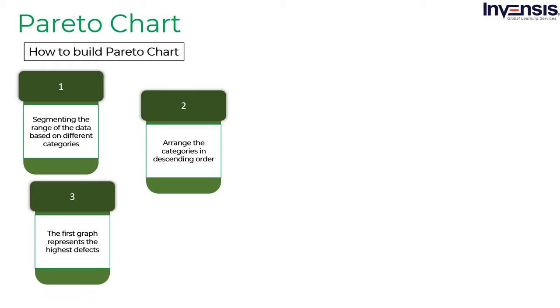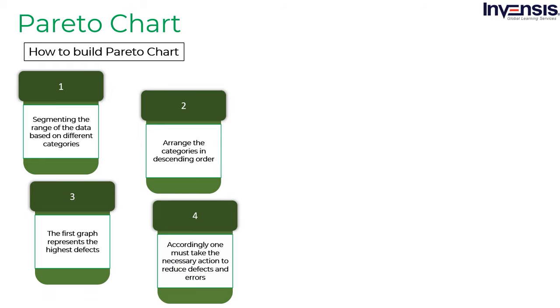The right side vertical axis of the Pareto chart is the cumulative percentage, and the horizontal axis of the Pareto chart is labeled with the group names of your response variables. Then accordingly, one must take the necessary action to reduce defects and errors. Let us now see some of its examples.